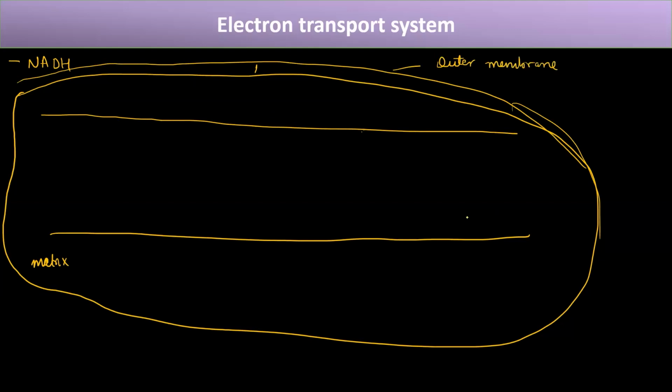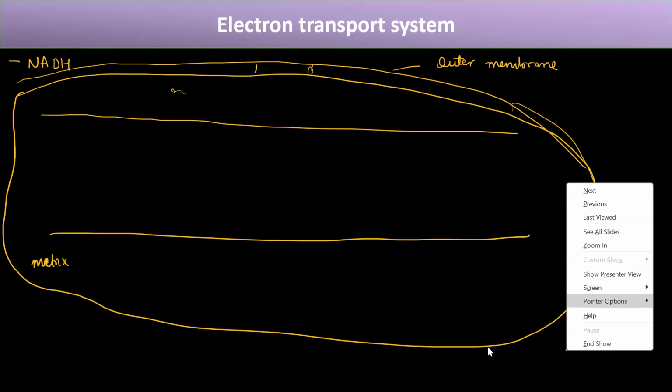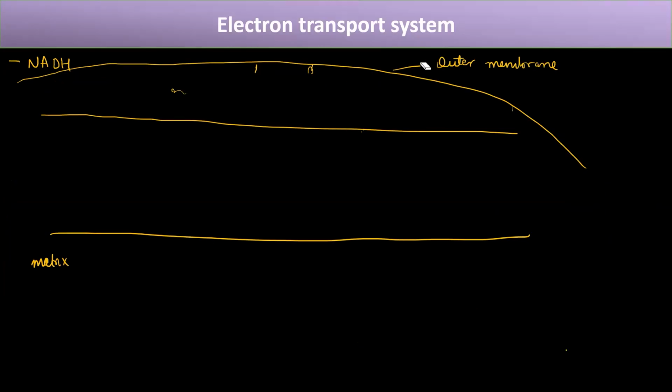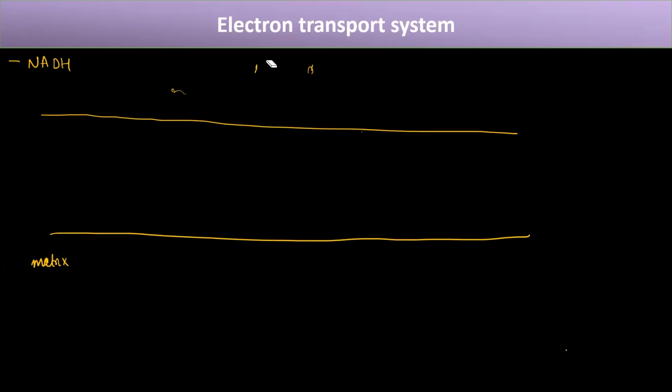Similarly, your inner membrane is also double layered, so it has an outer side and an inner side. Between these membranes, this is one membrane, this is the second membrane. This space is known as what? This is known as the intermembrane space or periplasmic space. Let me erase this, because I only wrote it to help you understand.